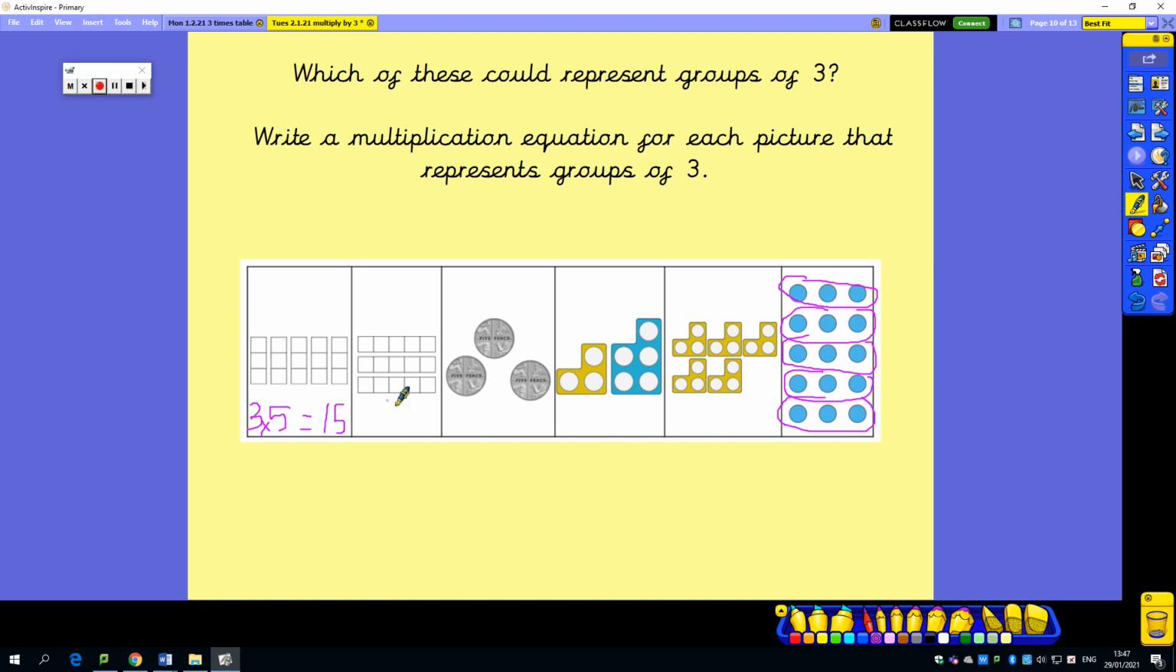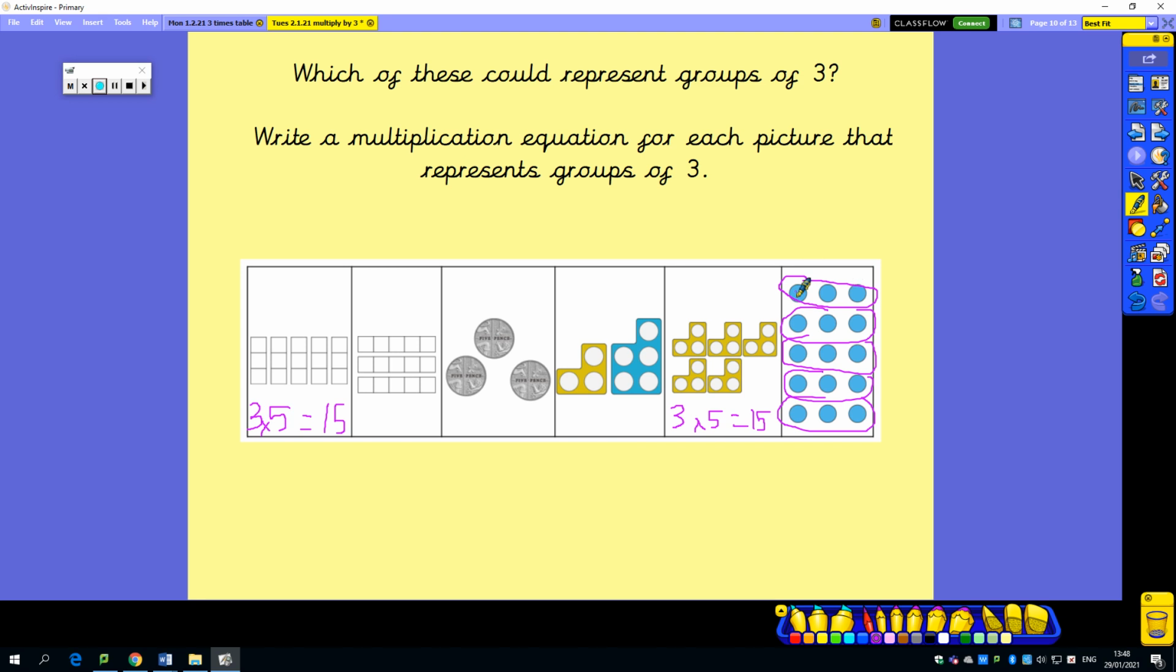This one does not represent groups of 3, so I'm not going to write an equation. Nor does this one. Nor does this one. That leaves us this one. And again, we've got 3 times 1, 2, 3, 4, 5 equals 15.